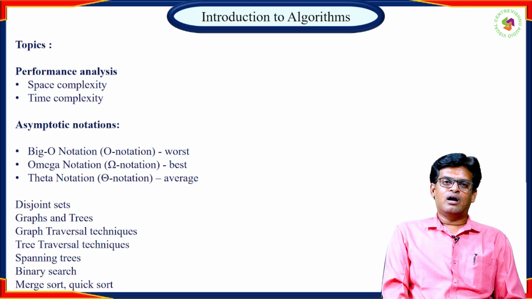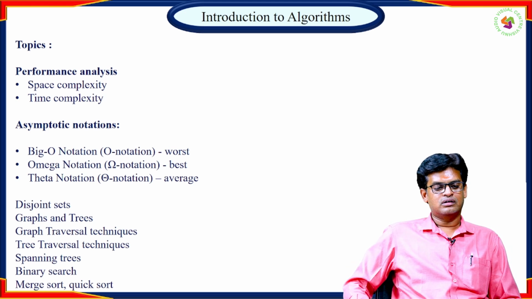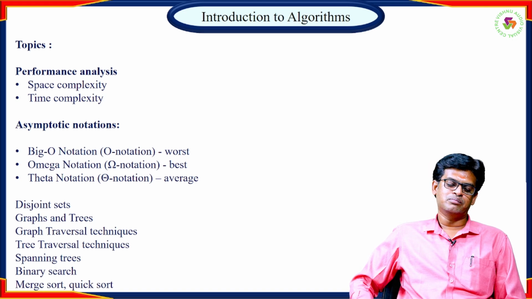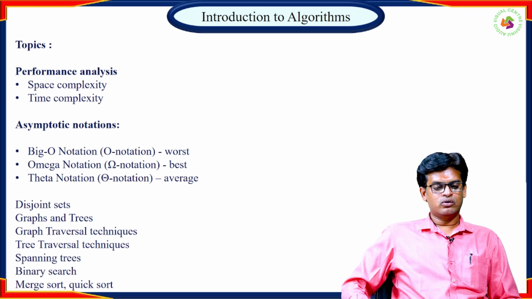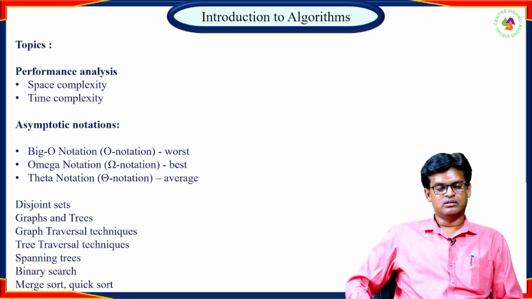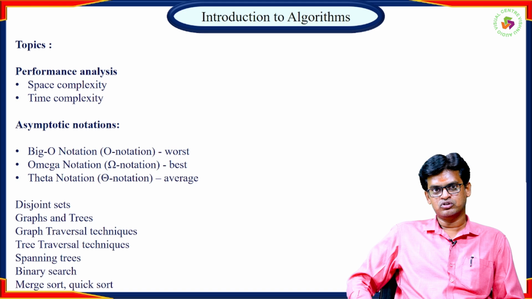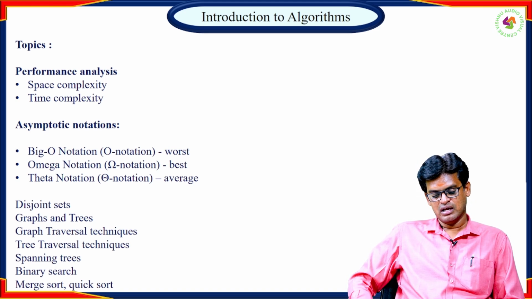Time complexity is used to measure your execution. Execution time varies based on your input size, so the input size should be given to calculate the time complexity. These are some basic mathematical notations to calculate time complexity and space complexity: big O notation, omega notation, and theta notation. Big O notation is used to analyze complexity in the worst case, omega notation in the best case, and theta notation in the average case.